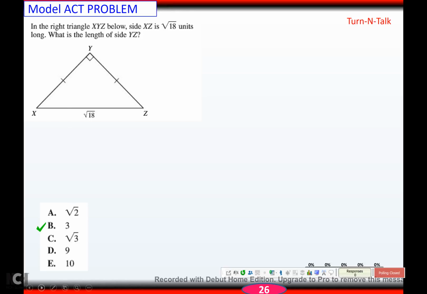And hopefully you got 3. It says in the right triangle XYZ below, XZ is the square root of 18 units long. What is the length of side YZ? Well, it's a right triangle. So you have leg squared plus leg squared equals the hypotenuse squared.